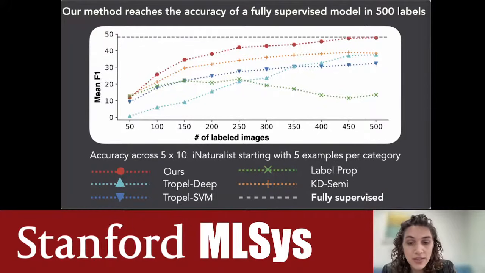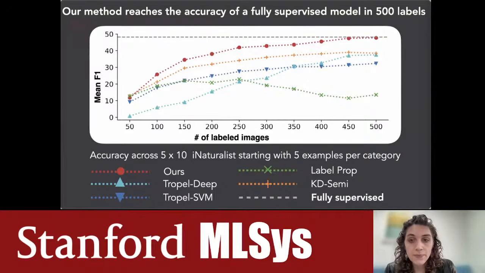Baseline semi-supervised and active learning methods, which are some of the other lines here, which is not the red line, require many more samples to reach that accuracy. And also don't produce as good of a model in the early iterations.